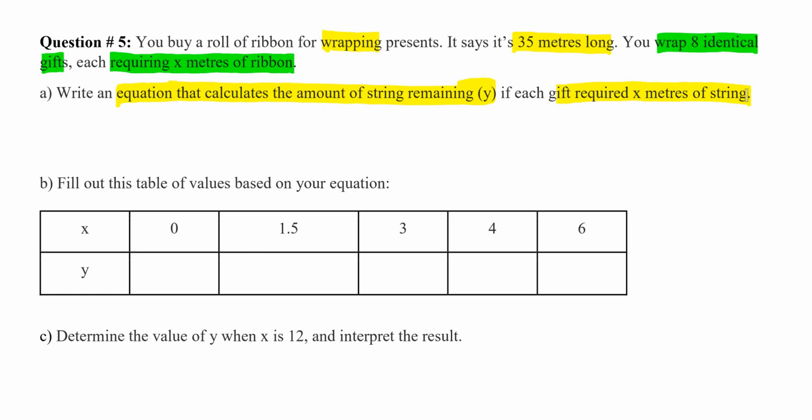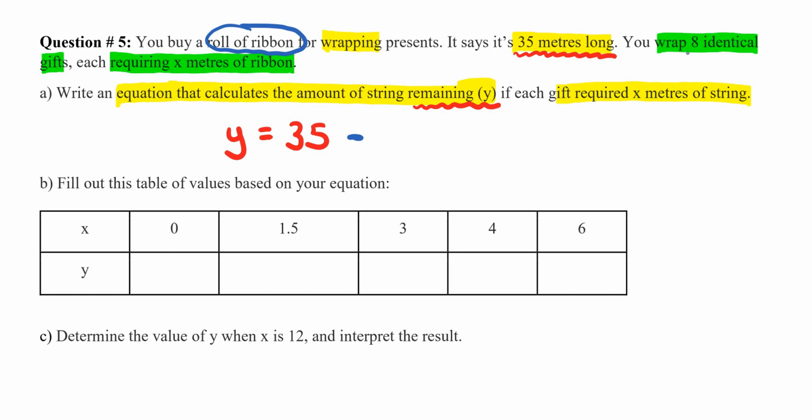Okay, so this is actually quite a challenging problem that you need to take a little bit of time to read over. And y represents the remaining string, so y equals, y is the amount of string left over. We know we have 35 meters of string to start, right? That's the amount of meters of string that we have to wrap presents. So we have 35 meters of that, but every time we wrap a gift, we're losing string, right? Our roll of ribbon is 35 meters in length, but every single time we wrap a present, that 35 meters of length goes down, right?